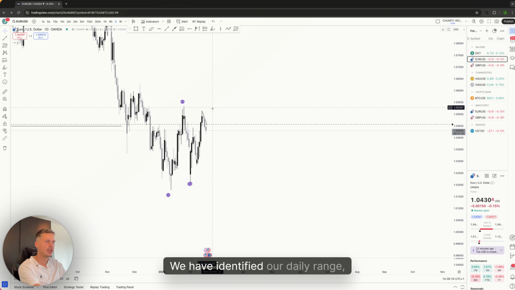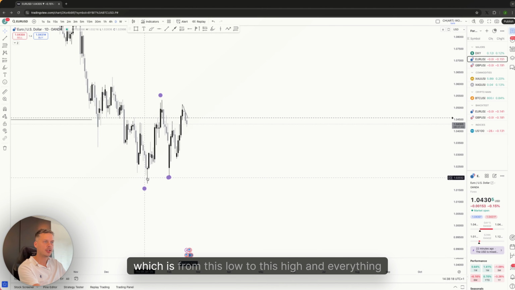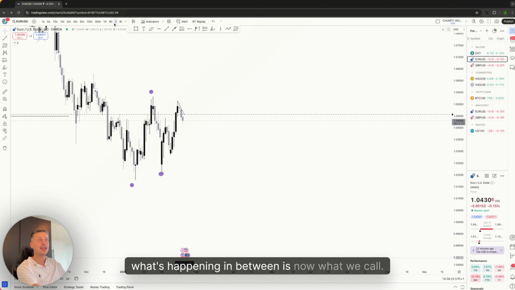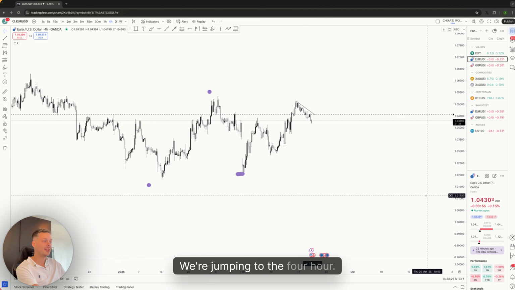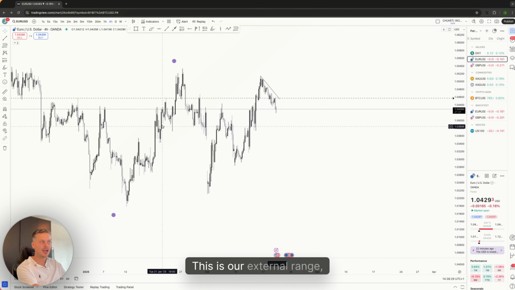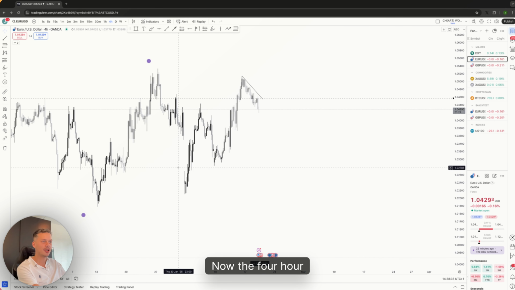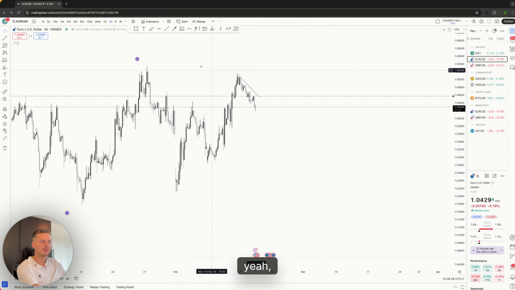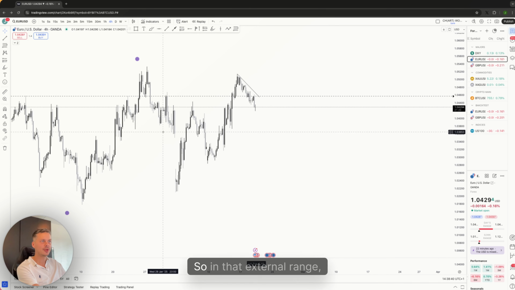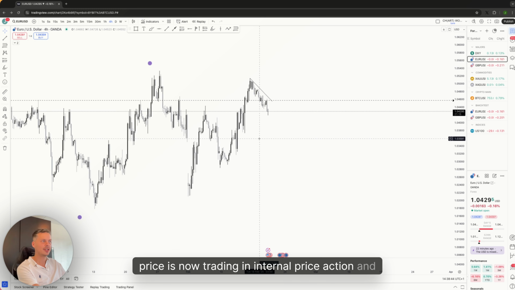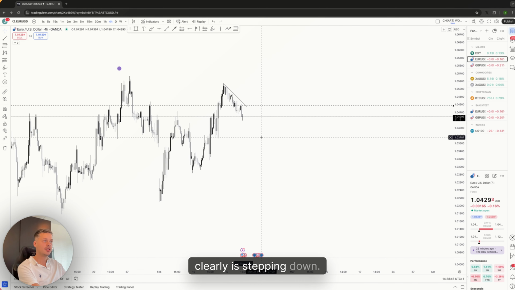We have identified our daily range, which is from this low to this high, and everything that's happening in between is now what we call, we're jumping to the 4 hour. This is our external range. Remember, this is our daily bullish range. Now the 4 hour is trading in that range. So in that external range, price is now trading in internal price action and clearly is stepping down.